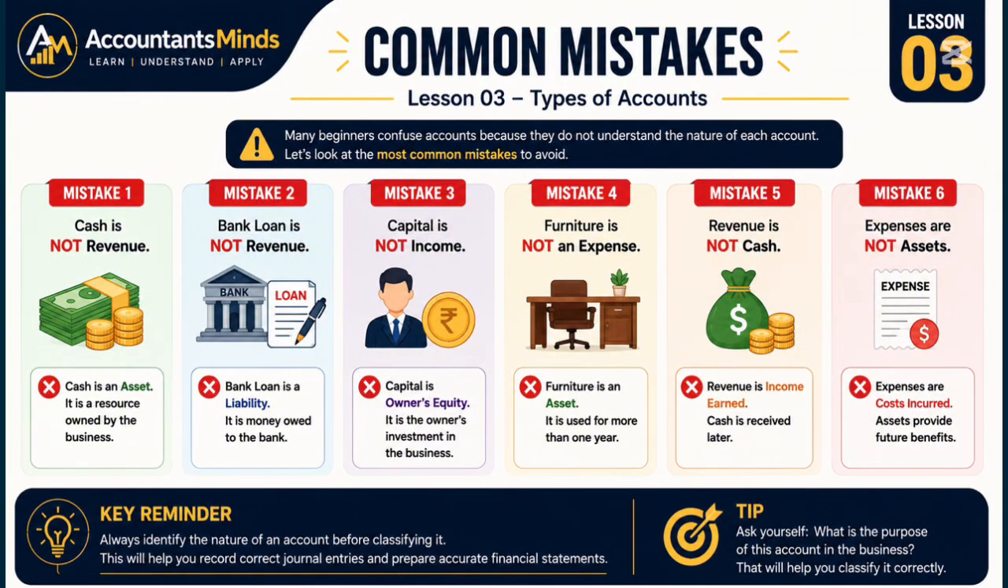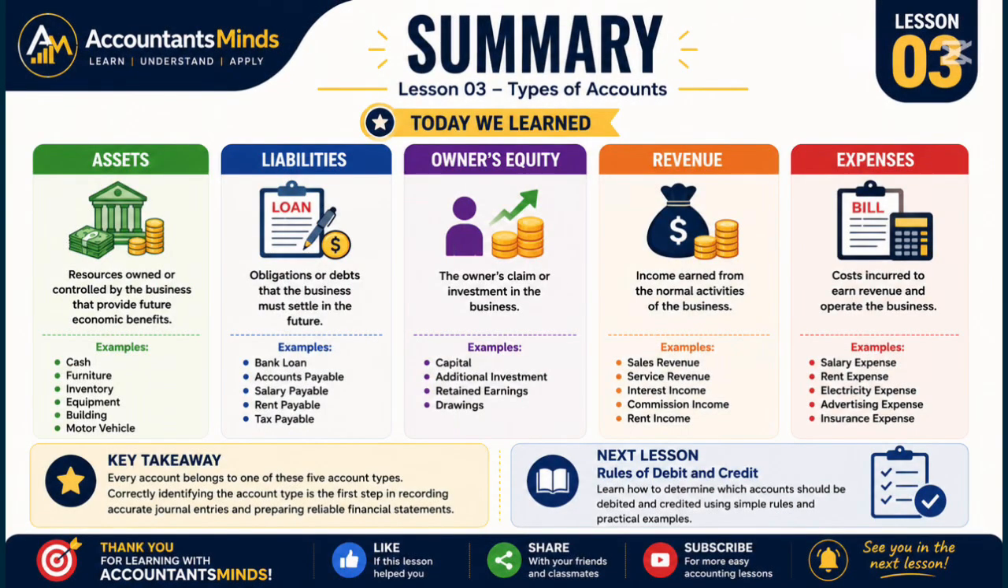Let's finish today's lesson with a quick summary. Today, we learned the 5 main types of accounts: assets, liabilities, owner's equity, revenue, and expenses. We also learned their definitions, characteristics, classifications, and practical examples. Most importantly, remember that every account belongs to one of these 5 categories. If you can identify the account type correctly, you'll find it much easier to learn debit and credit rules and prepare journal entries.